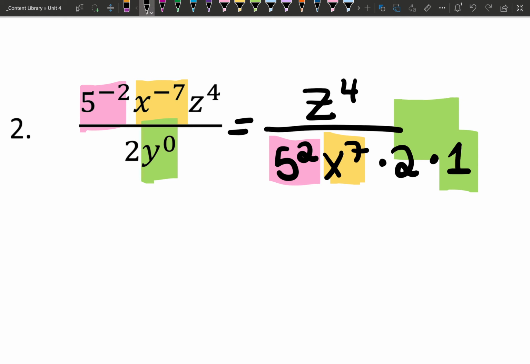Let's simplify a bit further. Whoops. Let's simplify this a bit further. If it lets me erase, there we go. I meant to select the pencil, not the highlighter.